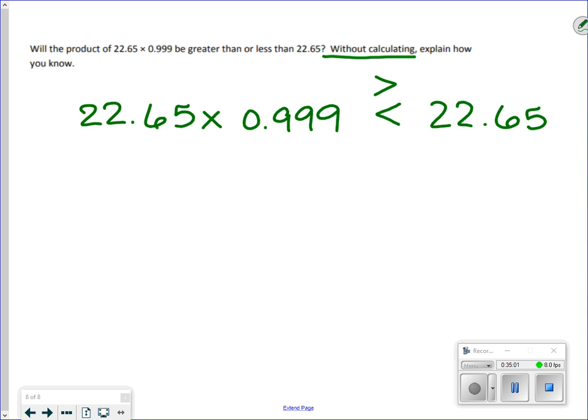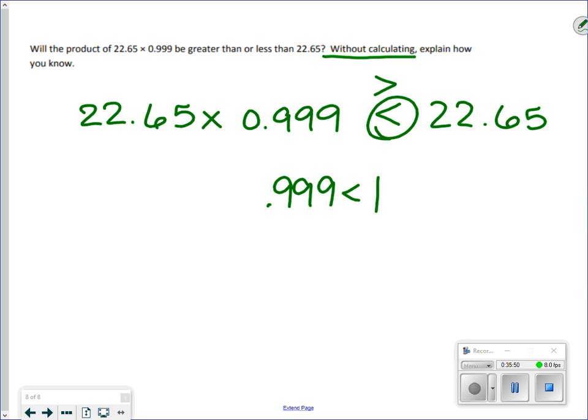Except for Quinn. I love you, Quinn, but not right now, because you've been answering everything. Alea. It would be less than because 999 thousandths is less than 1. So you see that? Because 999 thousandths is less than 1, the entire product is less. It brings the number down. Not a whole lot, but it still brings it down.